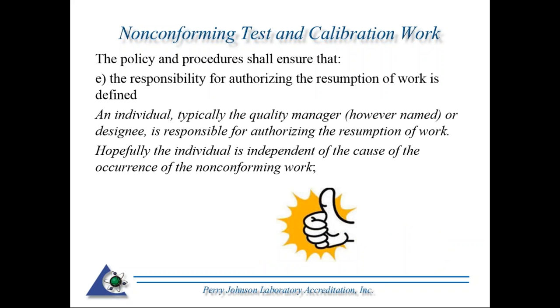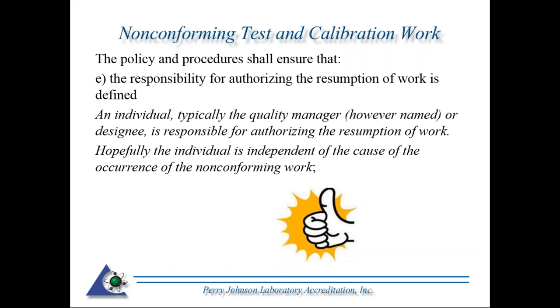Okay, the policy and procedure shall ensure that the responsibility for authorizing the resumption of work is defined. So, in other words, an individual, typically the quality manager or designee, is responsible for authorizing the resumption of work. Hopefully this individual would be independent of the cause of the occurrence of the nonconforming work. So what it is stating, let's say you had some equipment that was giving suspect results. You took correction, i.e. perhaps had the equipment repaired, had it recalibrated.